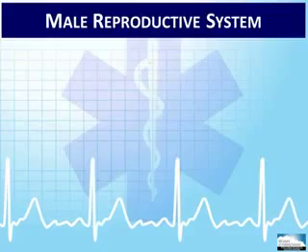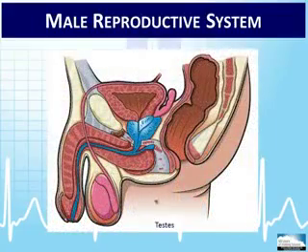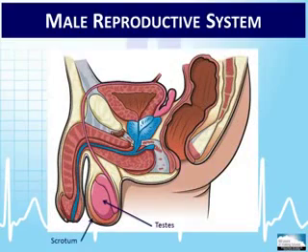By comparison, the male carries his sex glands, his testes, on the outside of his body within a muscular sac known as the scrotum. The testes produce hormones and, most importantly to reproduction, sperm. Sperm produced in the testes is stored in the epididymis until needed.